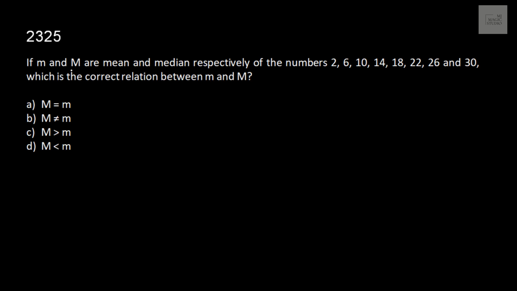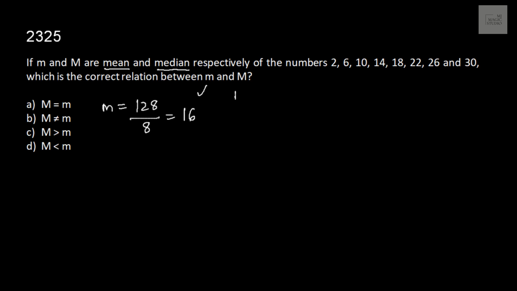If small n and capital M are the mean and median respectively of the numbers, then which is the correct relation between n and M? So let's find the mean. Mean is the total of these 8 numbers, 18 plus 14, 18, 22, 26, 30. This total would be 128. How many members are there? 1, 2, 3, 4, 5, 6, 7, 8. That means the mean is 128 by 8, that is 16.